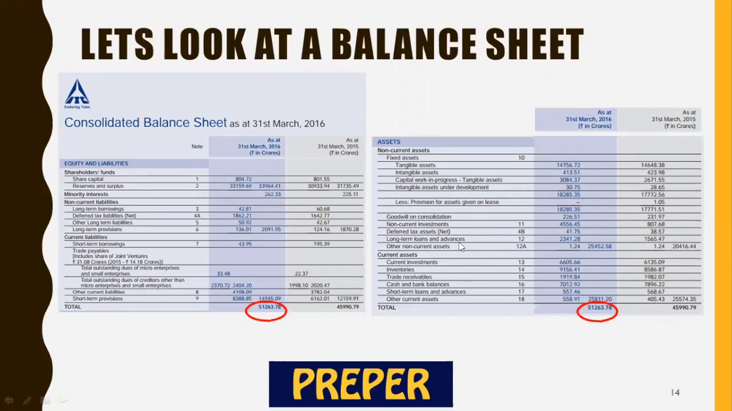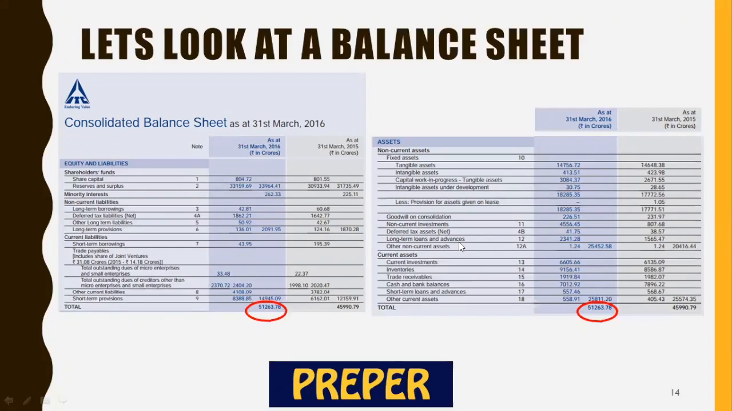On the current asset side, again, it's pretty simple. The only line item I think which we have not discussed is short-term loans and advances, but this is very similar to the long-term loans and advances on the asset side, which is the money that is owed to ITC by vendors or customers.